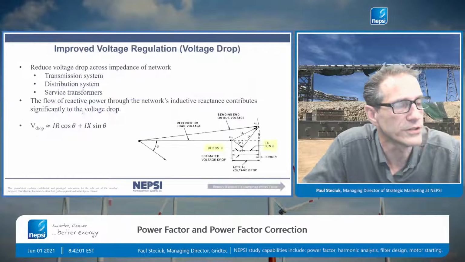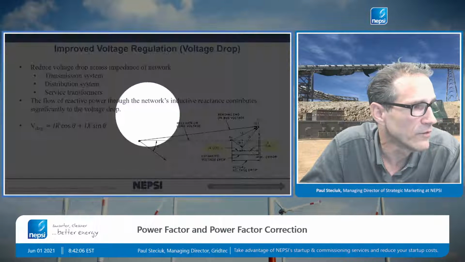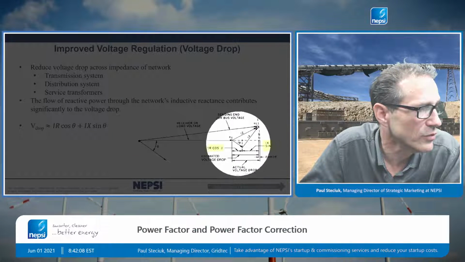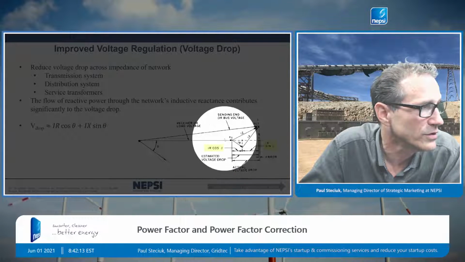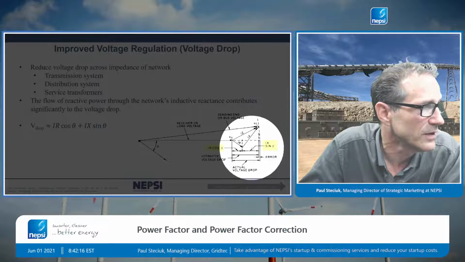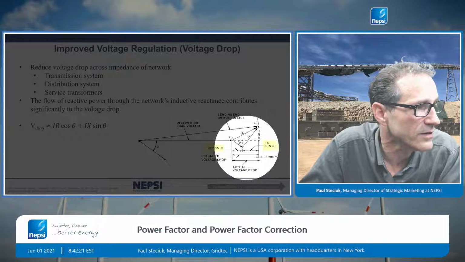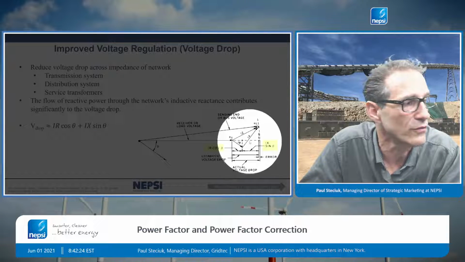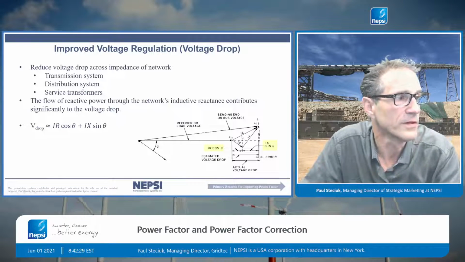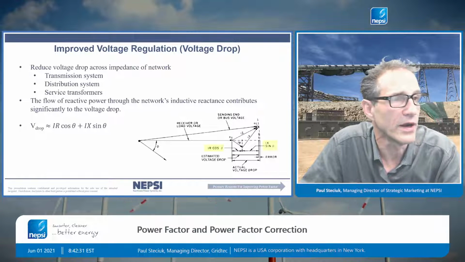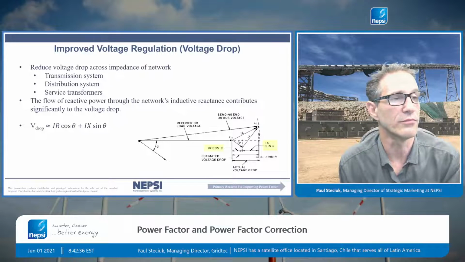Improved voltage regulation. This was another reason. This is the phasor diagram for voltage drop across a network, and you can see here you have the IR cosine theta component, which is a voltage drop component, and you have an IX sine theta. And you can see here that the IX sine theta oftentimes represents a larger voltage drop in the network. So if we're trying to improve voltage regulation in the system, you can easily do that by improving the power factor.